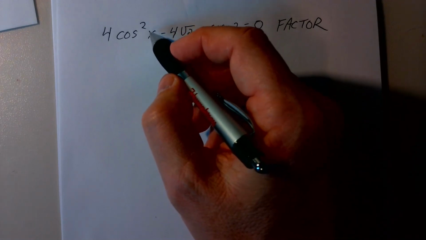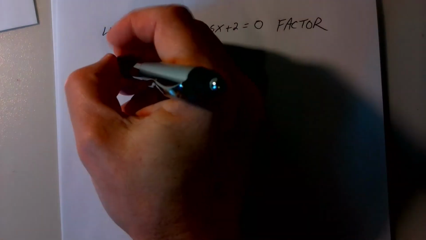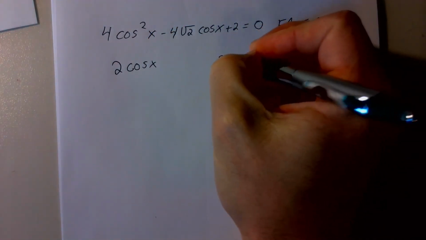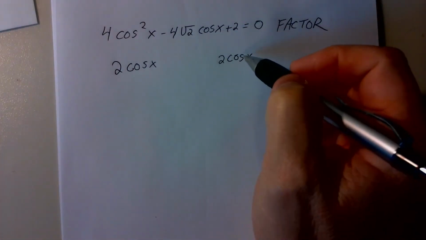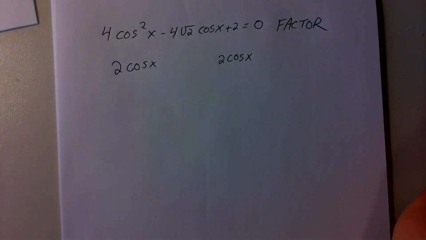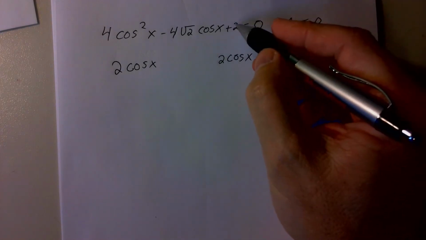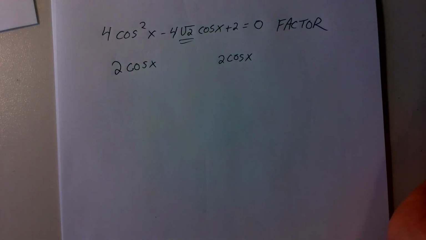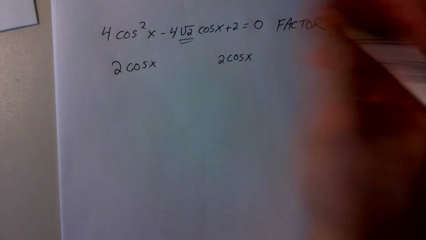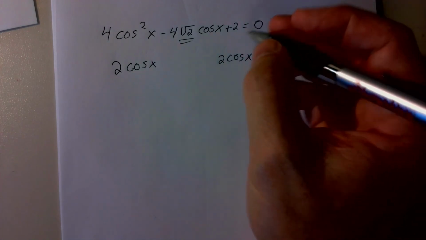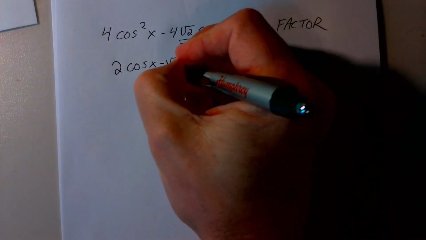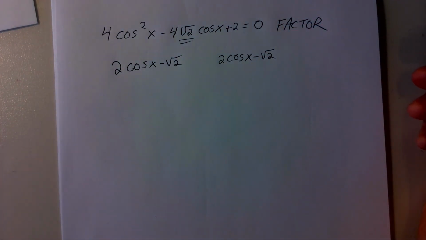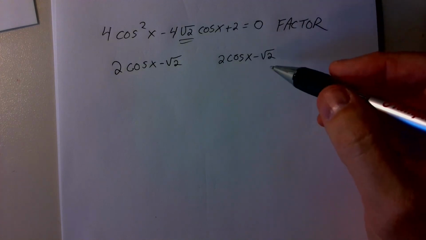Factors of 4 cosine squared x. Well, I'm thinking that would be a 2 cosine x and a 2 cosine x. Maybe. Does 2 cosine x times 2 cosine x equal 4 cosine squared x? Sure does. Now, what equals 2? Well, I know 1 and 2 equal 2, but you can see right here I have a square root of 2. That means things have to multiply together to give me a square root of 2. So what if I did this? Minus root 2 and minus root 2. And then hopefully, does that work out?